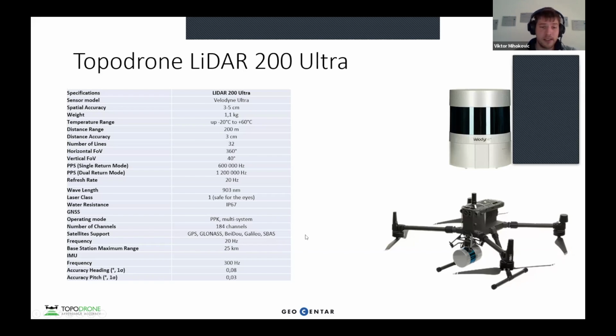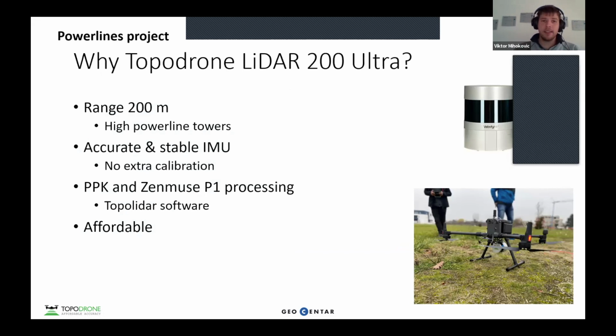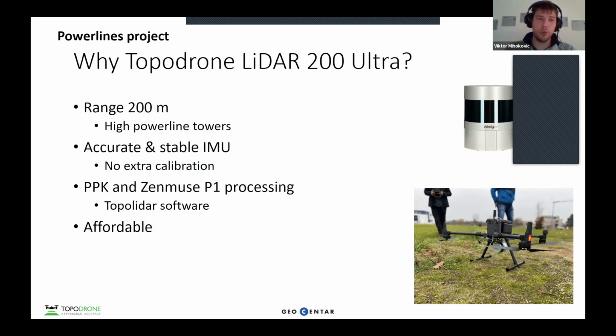And it has a high accuracy GNSS receiver inside, and also a very accurate and stable IMU. Why then did our client decide to use this LiDAR solution? Well, the range of 200 meters was very important for them, because some of the towers can get as high as 70, 80, or even 100 meters. So in order to fly those towers, those power lines, and in order to get the ground below them, you have to have a good enough range.